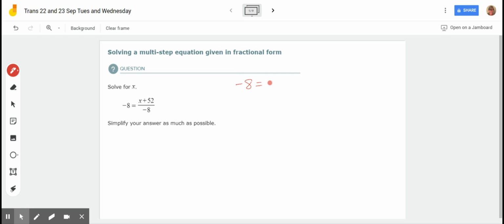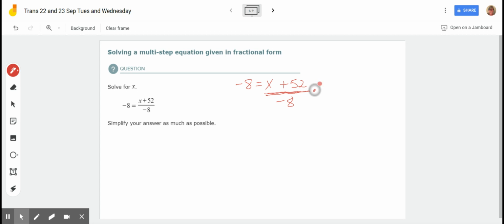-8 equals (x plus 52). You can always use your equation questions, which is, what do I want to get rid of? Sometimes kids want to get rid of the 52 first, but you can't. Order of operations says do multiplication and division first, so when you undo it, you almost have to go backwards. You have to go in reverse order. So we want to get rid of the -8 first. What's it doing? It's dividing.